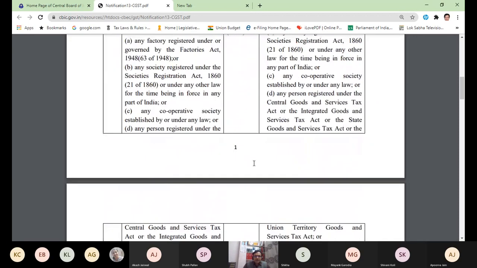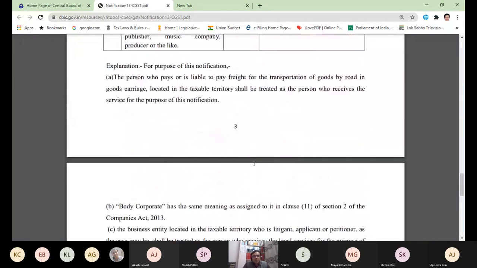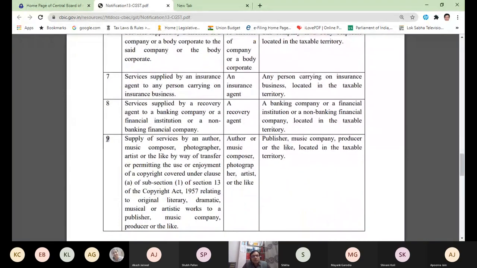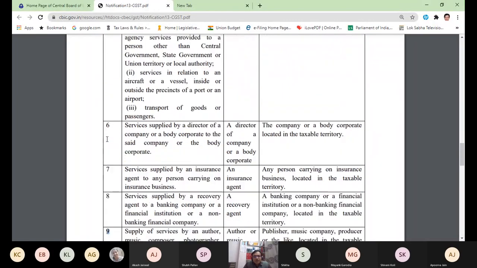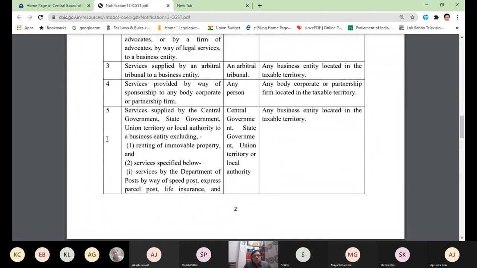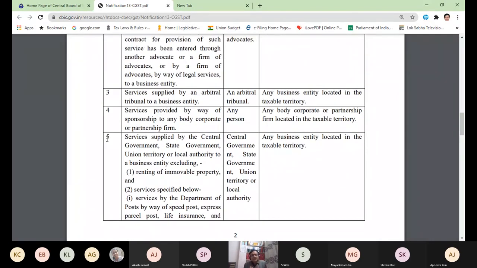Now this is a long list. There are around 20 such services. Only 9 are written here because I am showing you the original notification. But when you read all the notifications which have been issued till today, there are around 20 such services because these have been amended so many times. So these are different cases. You can have an idea that these are different services. This is how we should learn. In real life, the practitioners have to check the original notification and then they have to take a decision whether the service is covered under reverse charge or forward charge.